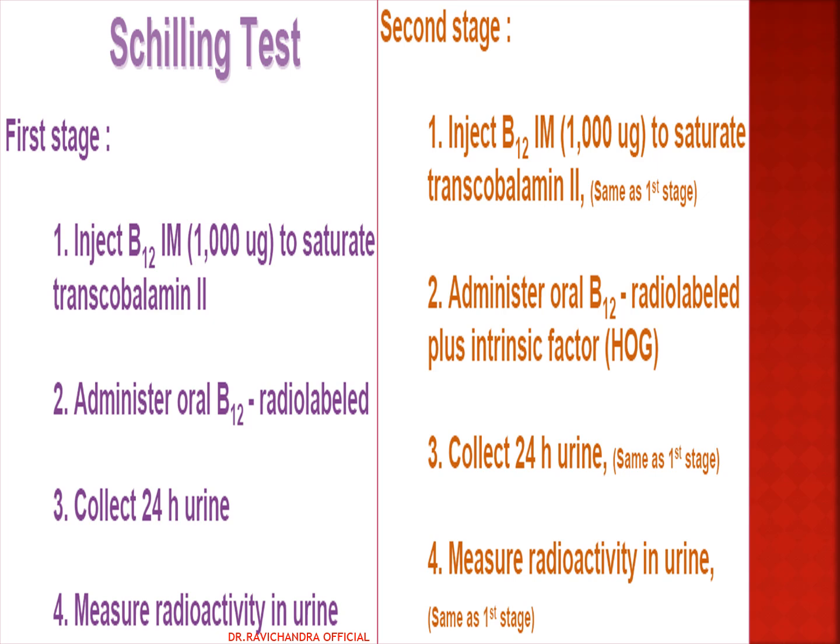If it is less than 10%, again there is a problem. If it is more than or equal to 10% of the B12 values, then it is because of the intrinsic factor deficiency. Thereby, pernicious anemia is diagnosed.